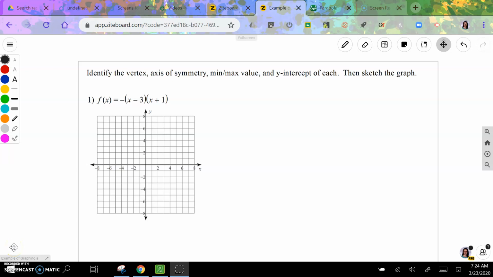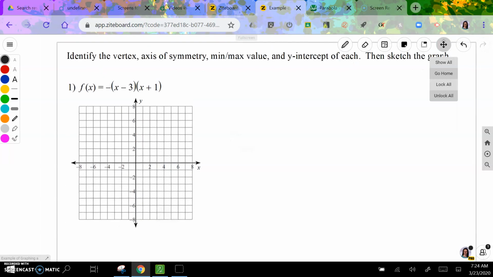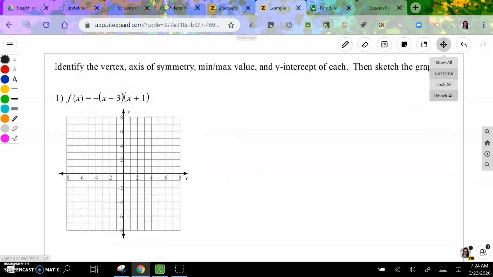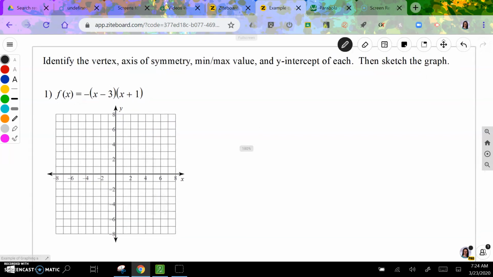Alright, so here's our quick video for today. I am going to go through one example of graphing a parabola that is written in factored form. After you have completed the card sort, hopefully a lot of the things that we've learned before came back, and you remember that each factor gives you a zero, and each factor also gives you an x-intercept. Alright, so let's take a look.